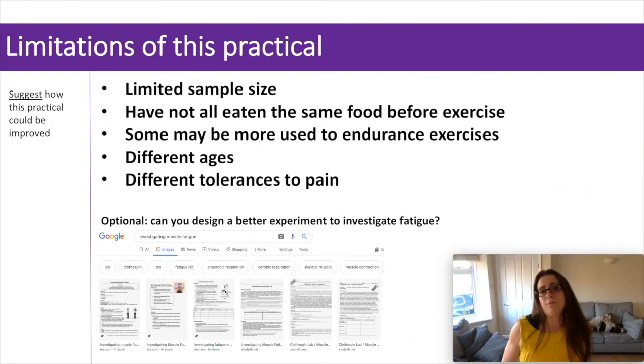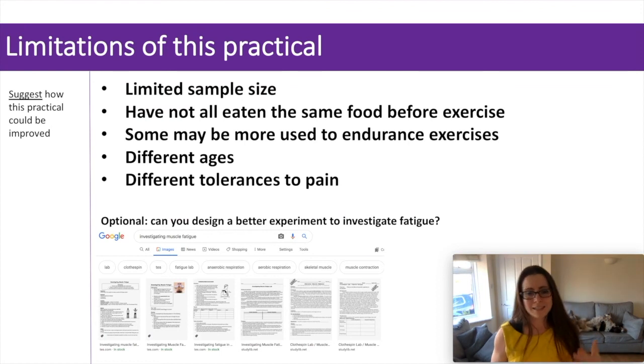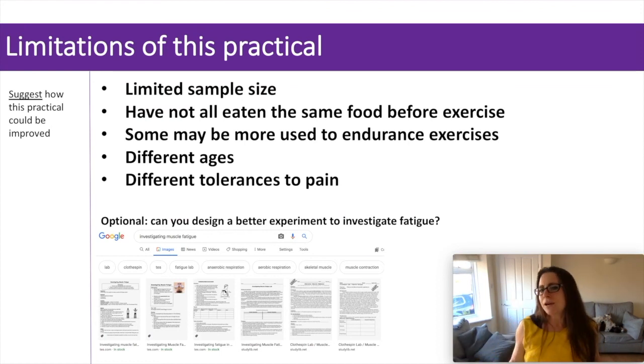You might be able to try it on different days, but then that muscle has got more practice with holding that out. So we've got a bit of a problem when it comes to collecting more and more data so we can spot anomalies. You might have an issue where some members of your family have eaten a massive breakfast, so their glycogen stores in their muscles are nice and full. Maybe some people haven't. We haven't got the same baseline for all members of our household.